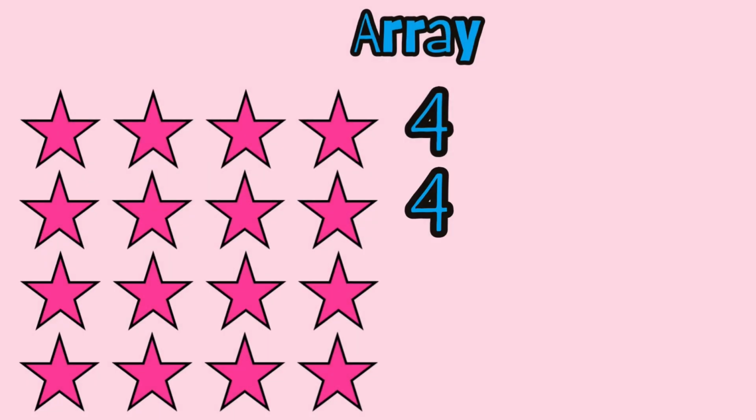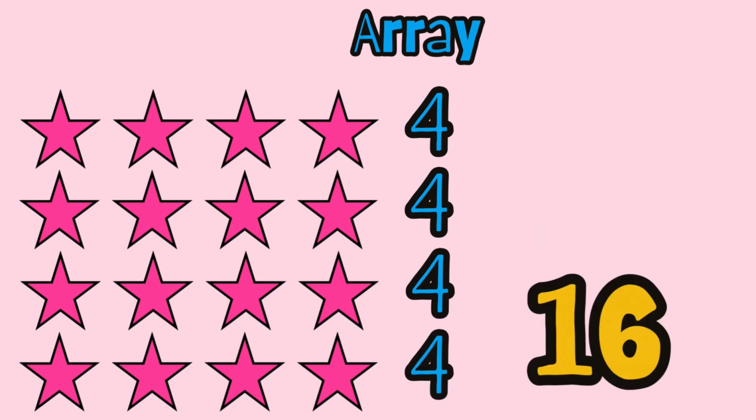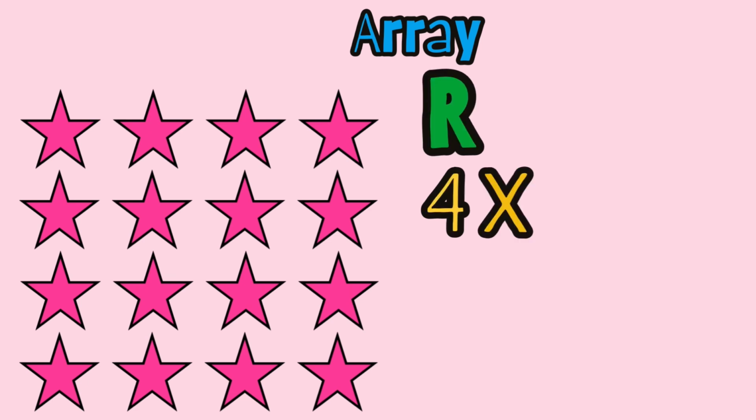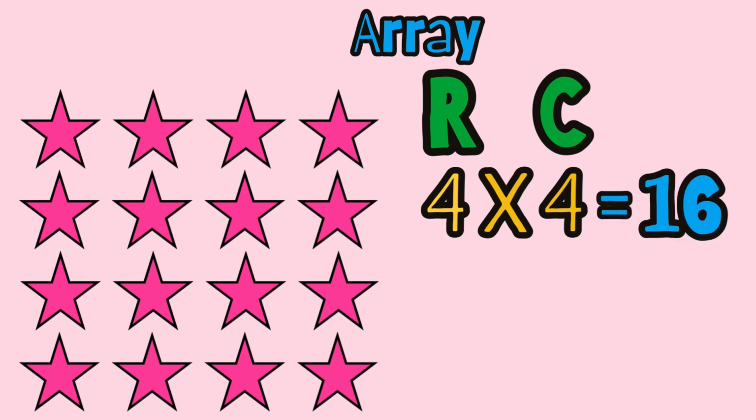If we count the stars, we're going to see that we have 16 stars in all, but we don't need to count them one by one, because we can write a multiplication equation, which will be the rows times the columns, which is 4, because we remember that we had 4 rows, and times 4, because remember that we have 4 columns, which makes 16.